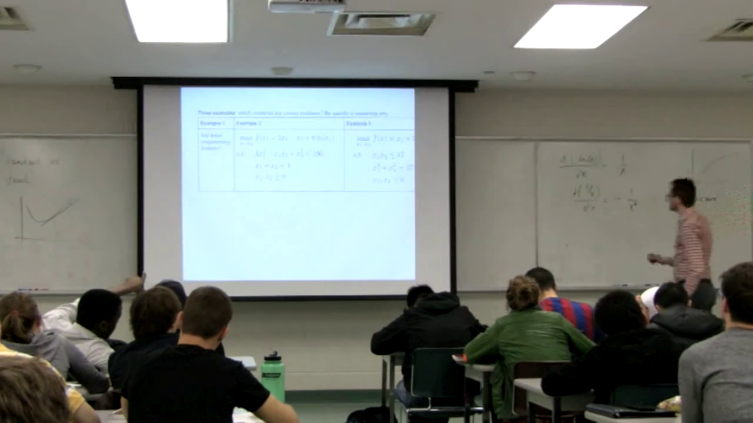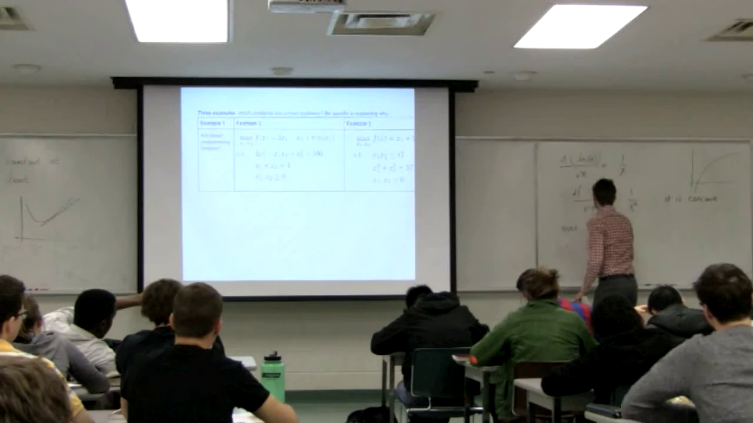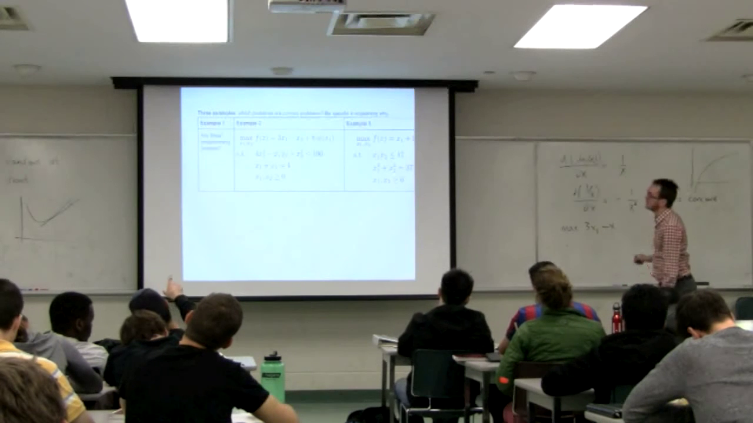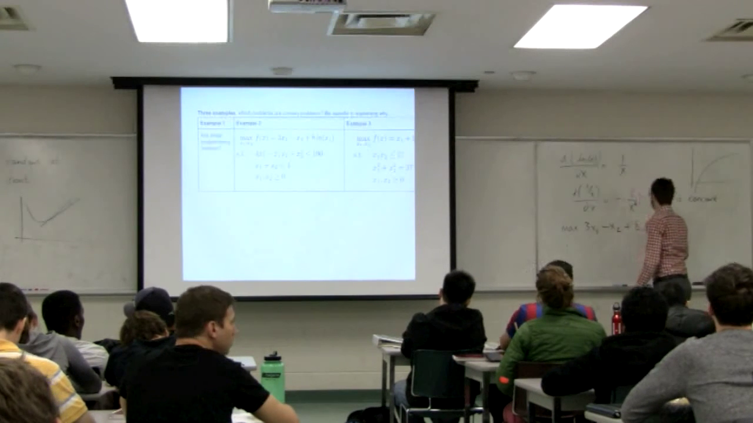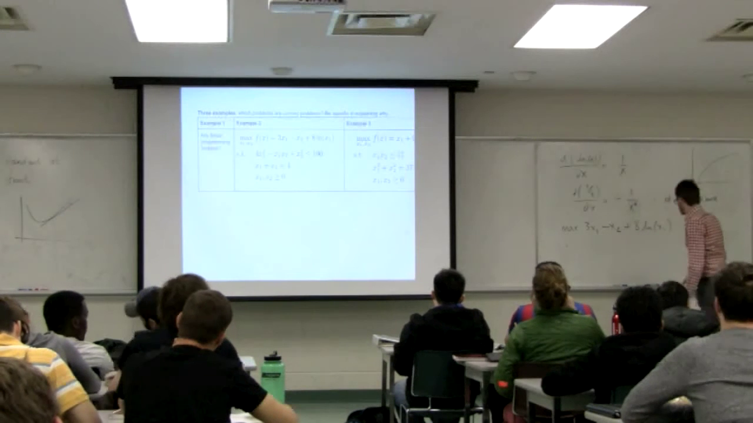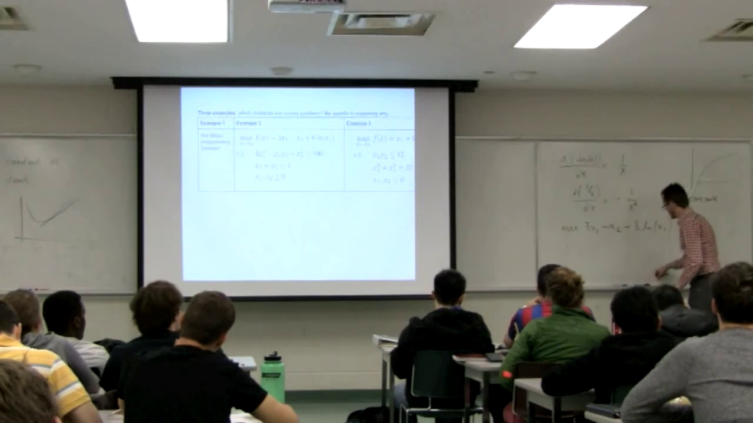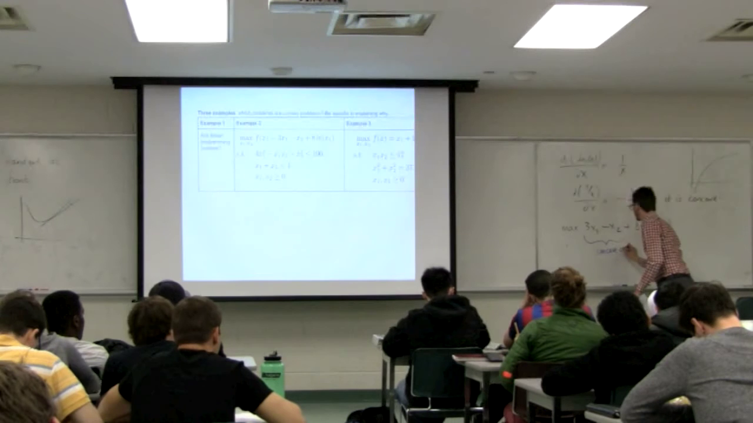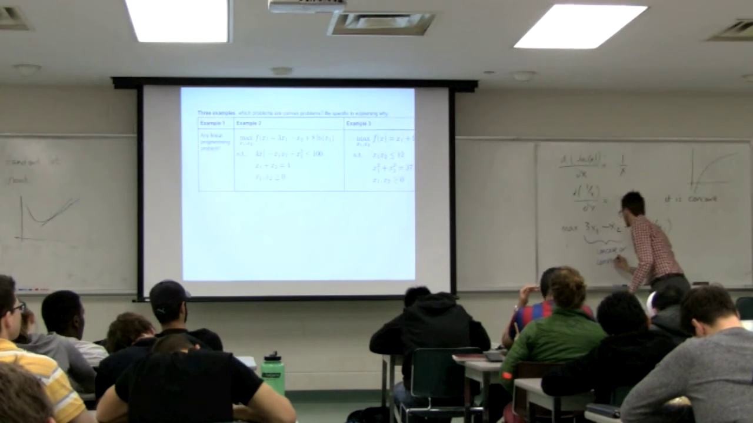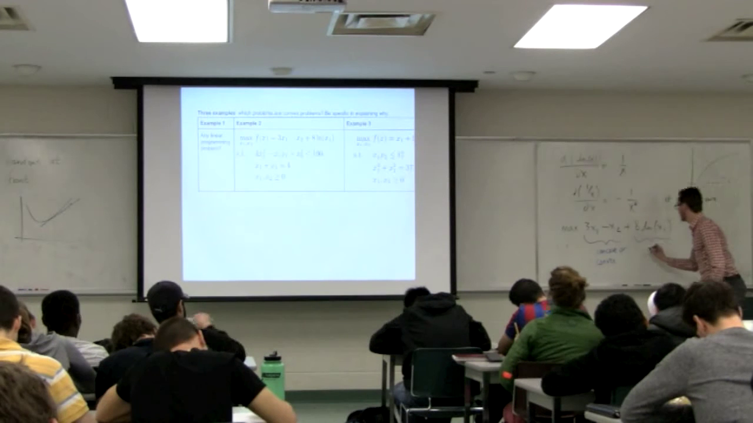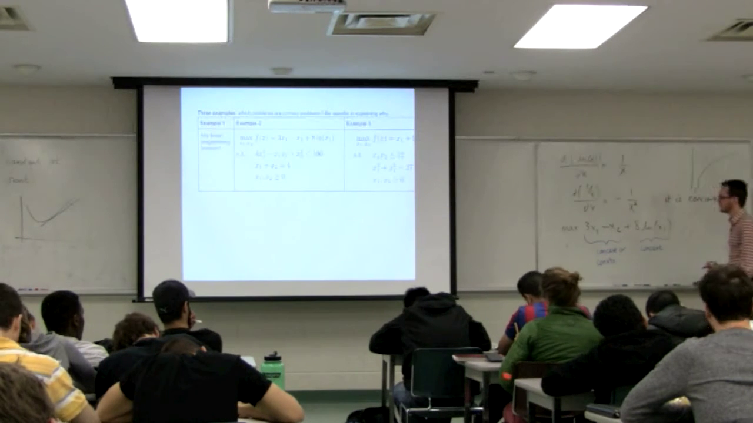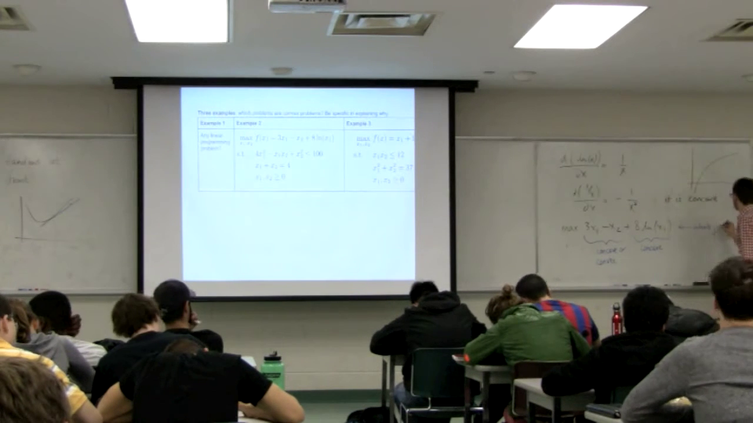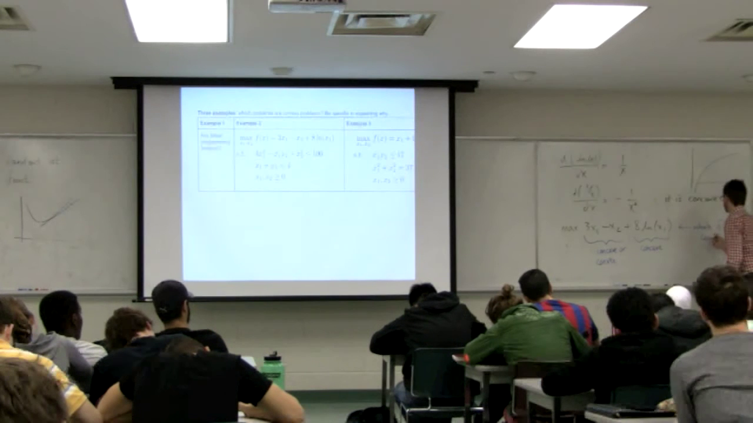OK, so as written, max 3 of x minus x1 plus 8 log of x1. So this part here is convex. Sorry, concave or convex. This part is concave. So therefore, the whole thing is considered to be concave.